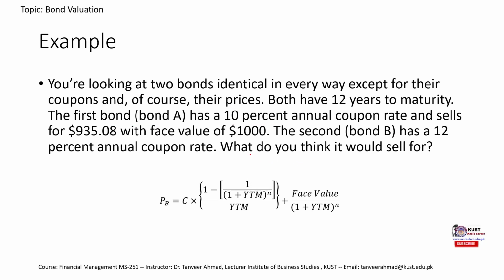Okay, so first we need to understand what this question requires us to solve. It asks us what do you think it would sell for? Now, which bond is it talking about? The selling price of bond A is already given, so it sells for 935.